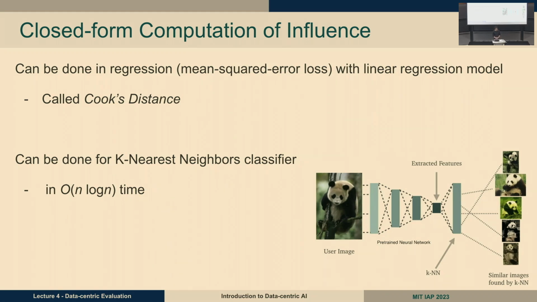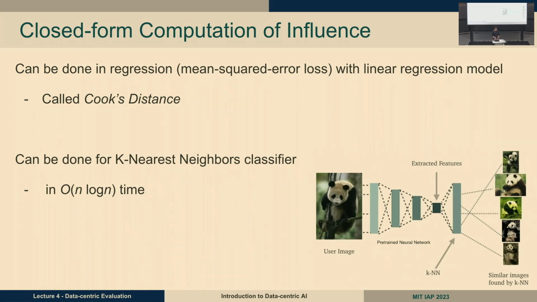But for a k-nearest neighbor classifier, there was an interesting, very complex algorithm recently invented that can do this in order n log n time. So a strategy one can use now in practice, besides that Monte Carlo strategy I mentioned, is if you have, say, image data or some complicated data set, you can take a pre-trained neural network and get embeddings from the data, and then fit a k-nearest neighbor classifier on top of those embeddings.